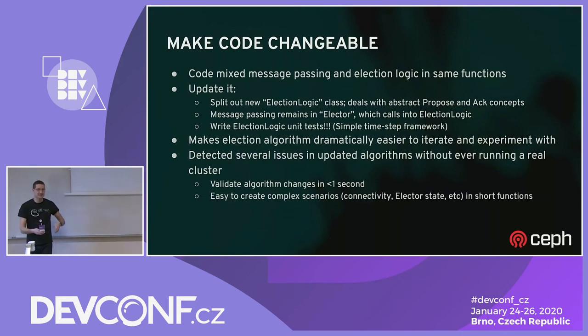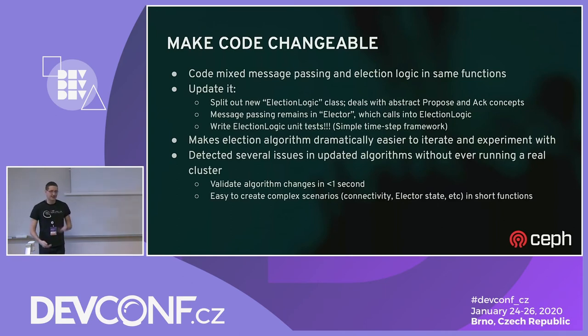So the first thing I did was split out the election logic into its own class that deals with sort of abstract propose and ACK concepts by function calls, and then leave the message passing between monitors in the existing elector class. And then I wrote unit tests for what we already had, and also it demonstrated the things that didn't work, like that case I just showed you with the netsplit. This was great because it makes the algorithm itself, just sort of the ideas of it, a lot easier to iterate on and experiment with.